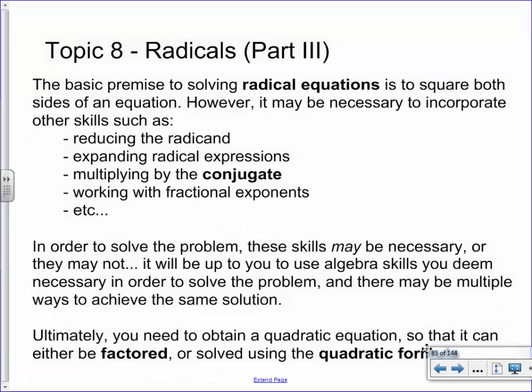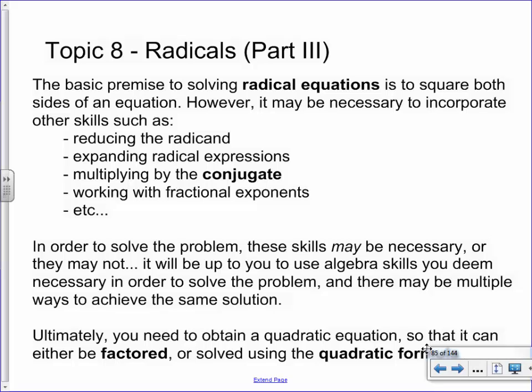So, the very first day of radicals, part 1, we went through a really long lesson to try to talk through how to add them, how to multiply, how to divide, how to simplify. All of those skills can be useful in solving. Because really, in order to solve a radical equation, you only have to do one thing. You have to square both sides.